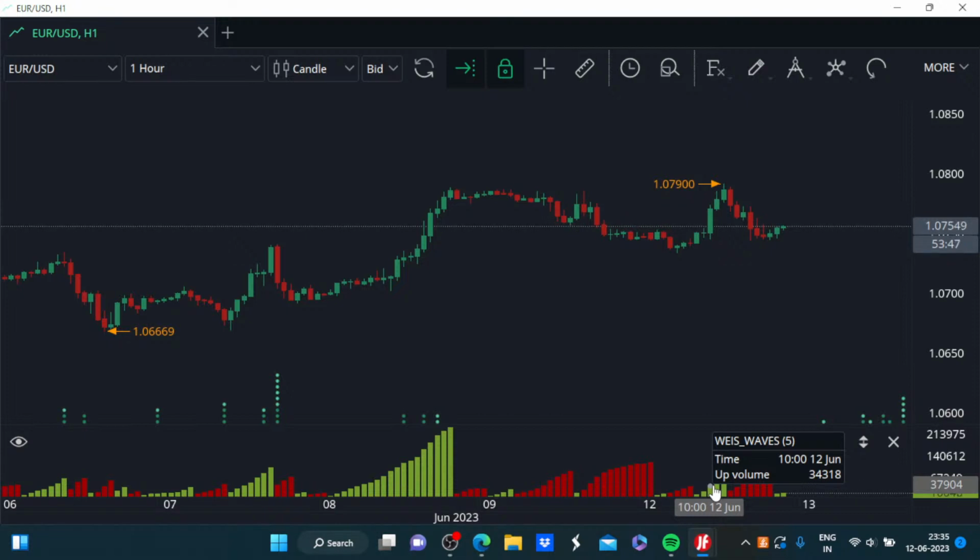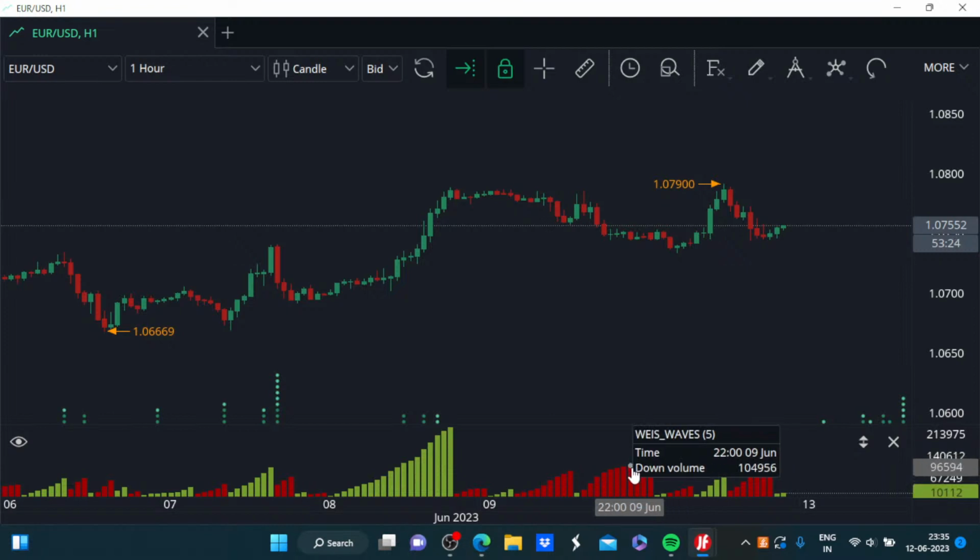So you give attention to it and try out various combinations, try out various possibilities, and with that you will stand to gain considerably if you are able to figure out a good enough formation, a good enough system using this Weiss waves indicator. Now let me make you aware of the editing options provided on the platform.